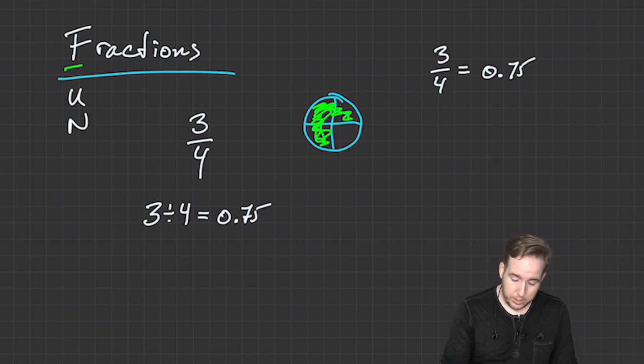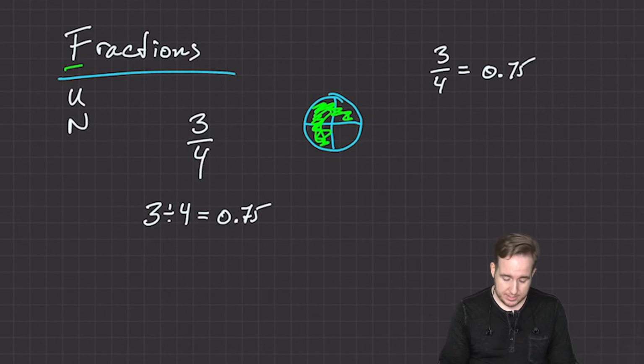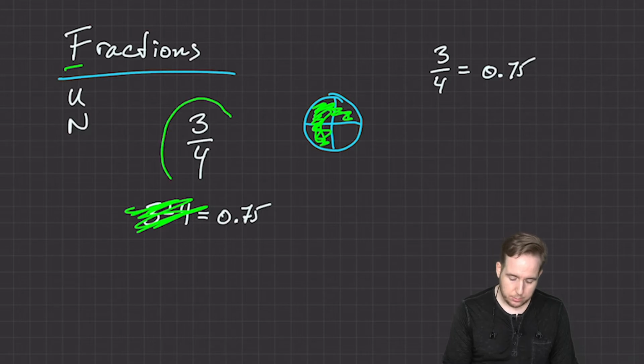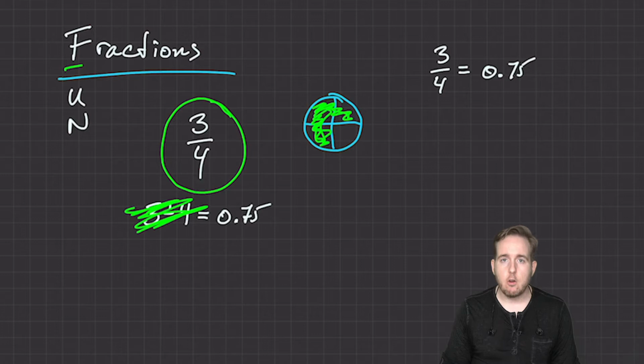And the way we deal with that is we basically throw the division sign out the window. We do not use it anymore. We only use the fraction way of writing things. So 3 over 4 and 3 divided by 4 from now on mean exactly the same thing. So 3 over 4 can be a number. It can also be a division question. And which one it is depends on the situation.